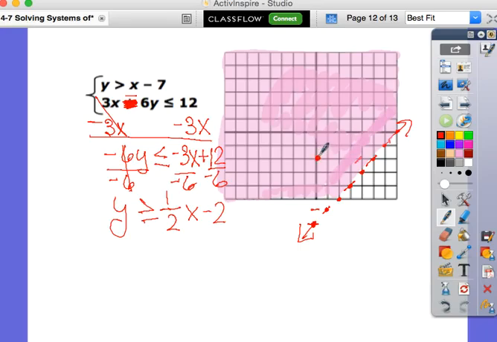So you start down at negative 2, and you go up 1, right 2. I'm sorry, up 1, right 2, or down 1, left 2. Solid or dotted? Solid. Okay. Now, greater than, so we're going to shade above. Well, that's not working out too well with that color. I'll do this. Yeah, you can kind of see where it overlaps, can't you? Can you see that that's both colors? Okay.